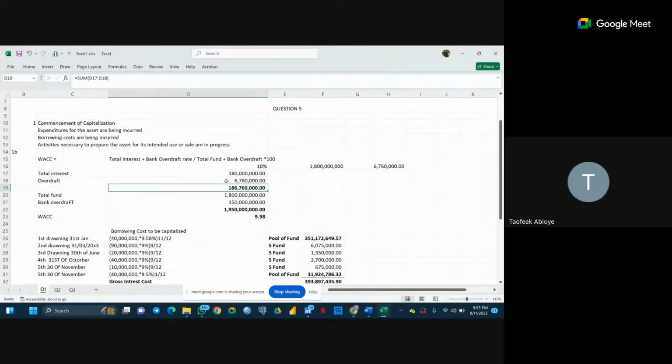While the addition of the actual fund that we are paying this interest of 186 million from is what gives us this 1,950 million. So division of this divided by this multiplied by 100 is what gives us this rate.